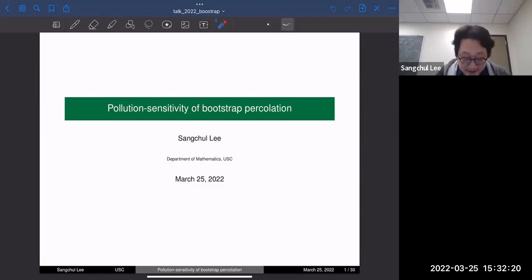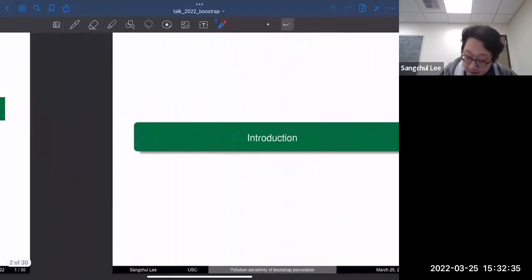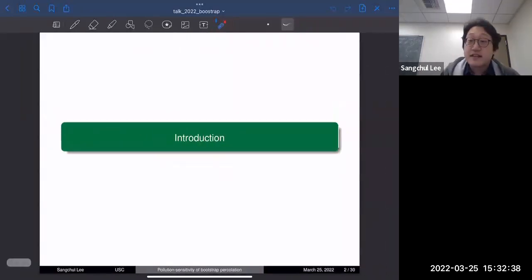So yeah, I'm going to talk about the pollution sensitivity of bootstrap percolation, which is actually an ongoing project that is currently being fleshed out. I'm glad that I can talk about this. So let's get to introducing the model.